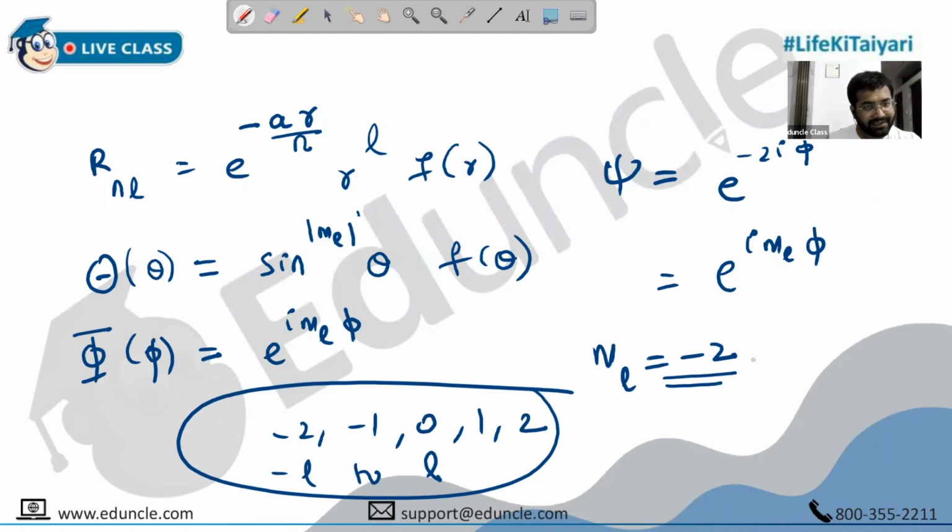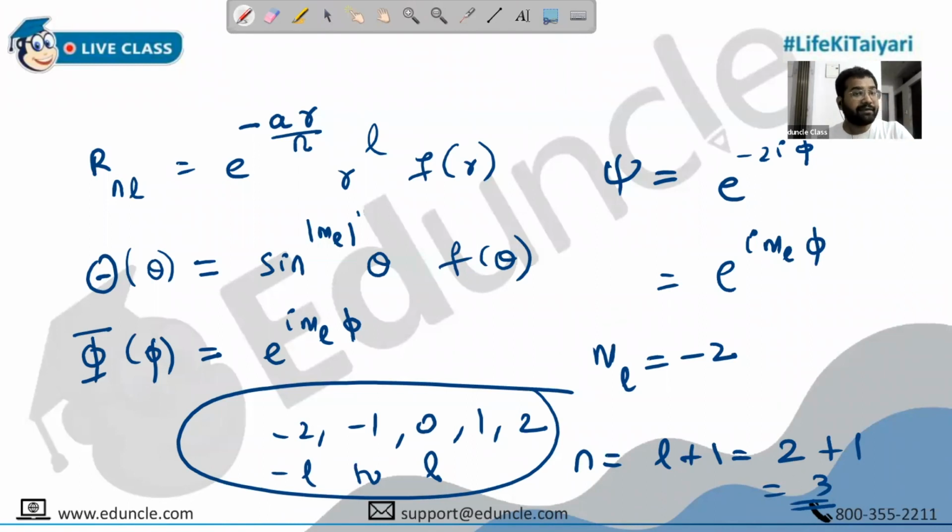Yes, sir. So basically n becomes what? That's it, L plus 1, like you said. So it will be 2 plus 1 and it will be 3. So they can ask you, what is the value of n? n can definitely be 3. However, remember, it could be 4. This is the minimum value of n. So they can ask you what is the minimum value of n.